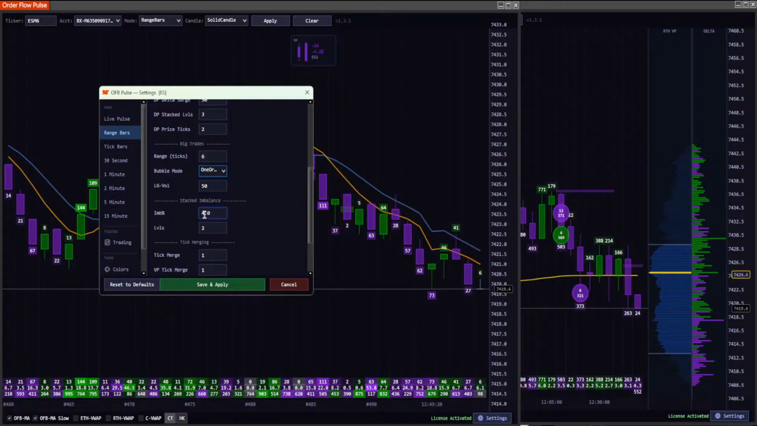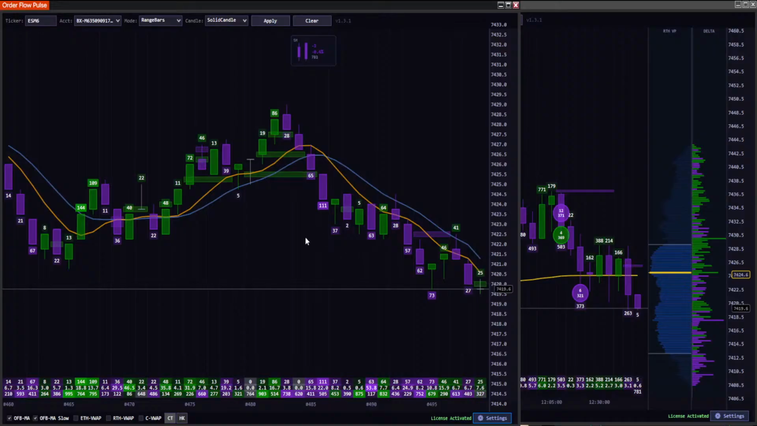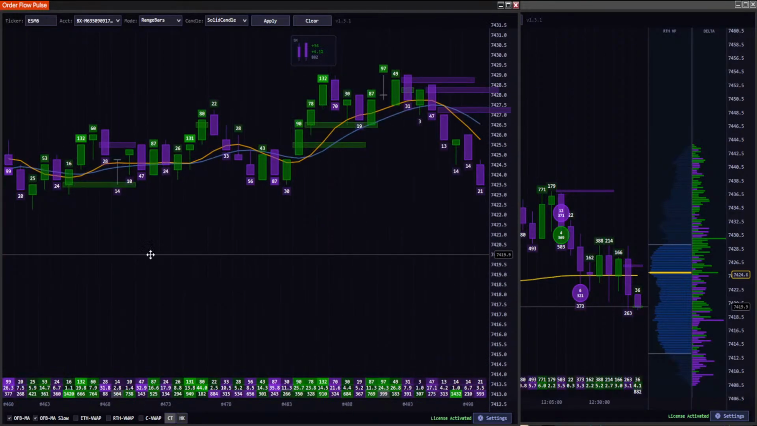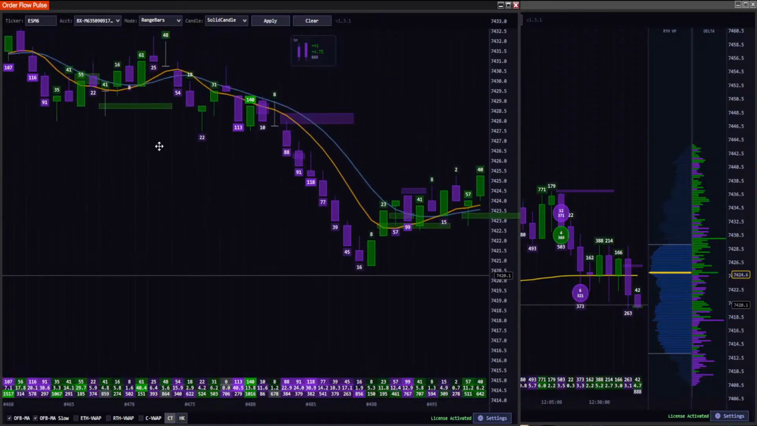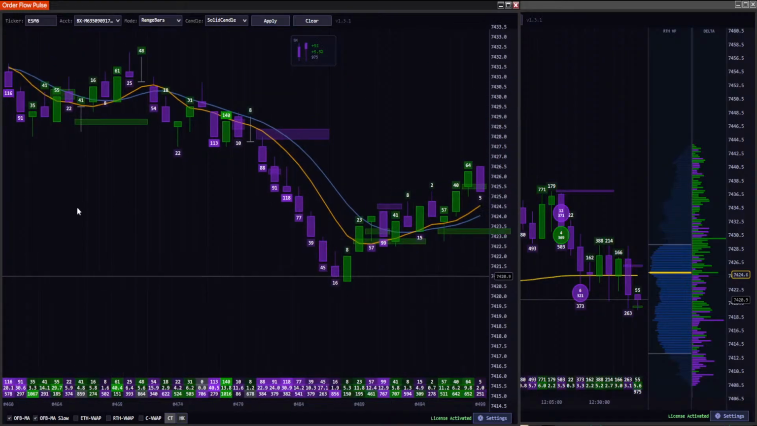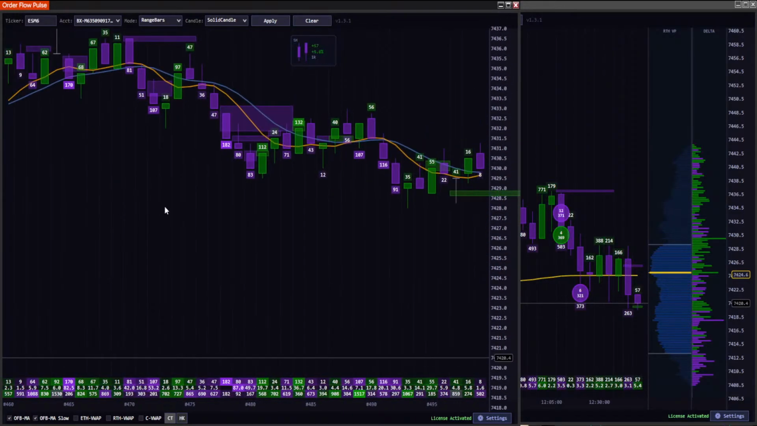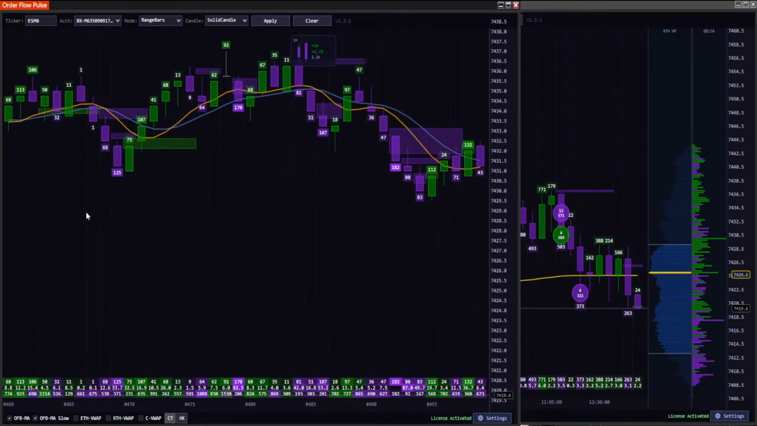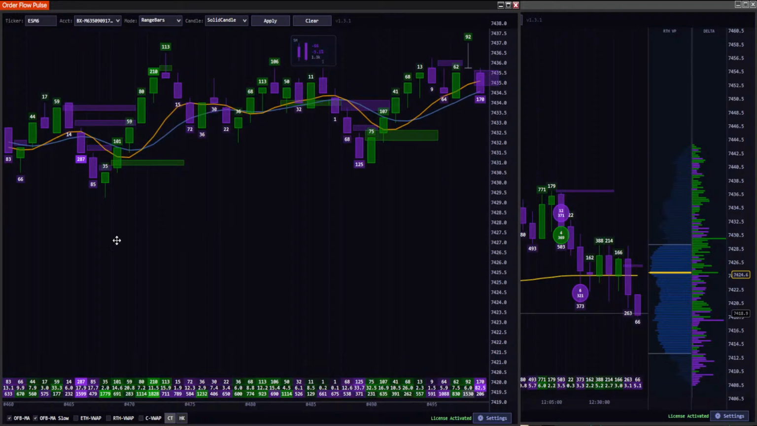The reason I have it set to 4 and 2 is because of the environment we're in. If you set it to 3, you're going to get a lot more signals, and they could be quality, they could not be quality. Like this one's a pretty nice one. I mean, you're not going to get that. That was like news or something, but you're going to get more signals.